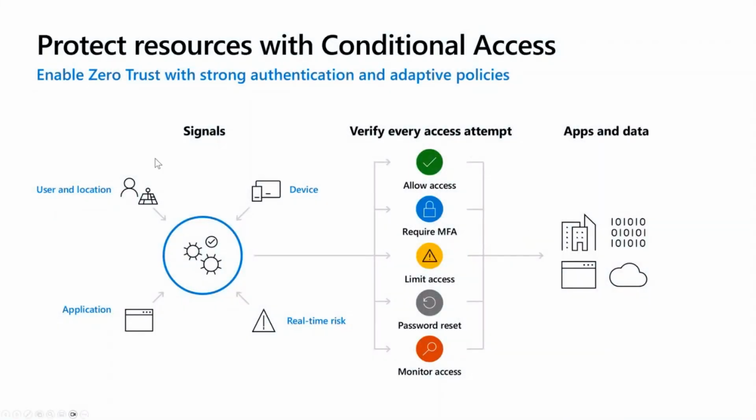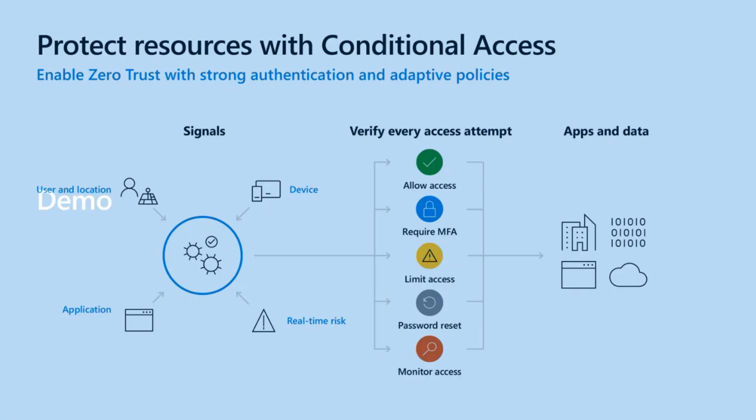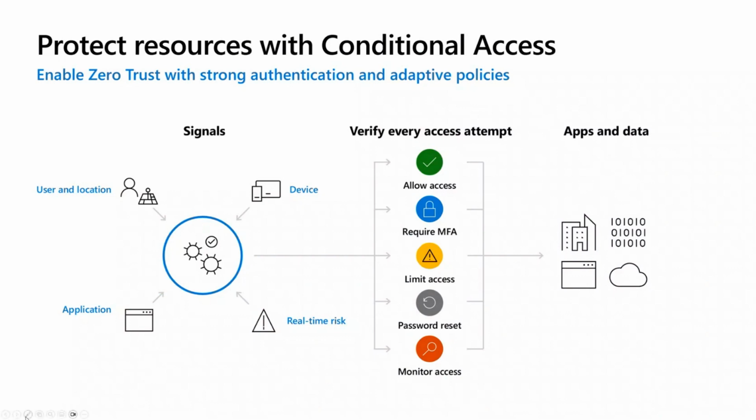But just so that you see, right? It's the CA, we're taking in all the different signals. There's terabytes and terabytes of threat signals that we're bringing in. Bringing a lot of different signals. Looking at the user, their location, what application they're using, what the real-time risk is, what device they're on, and then verifying every access attempt.